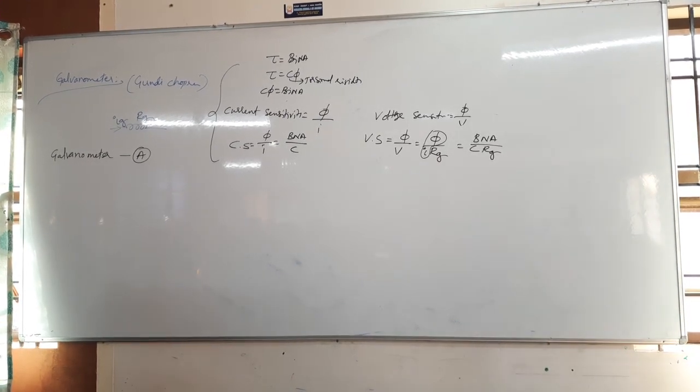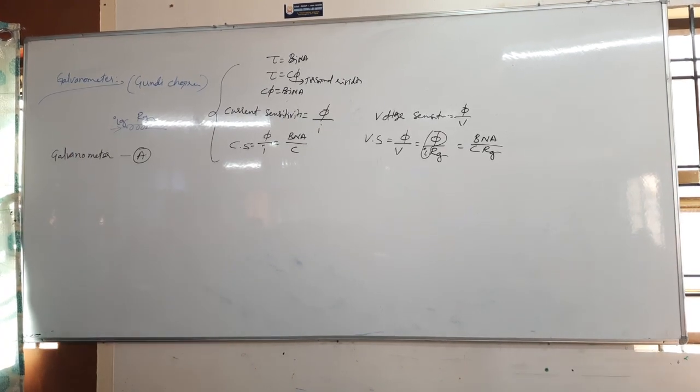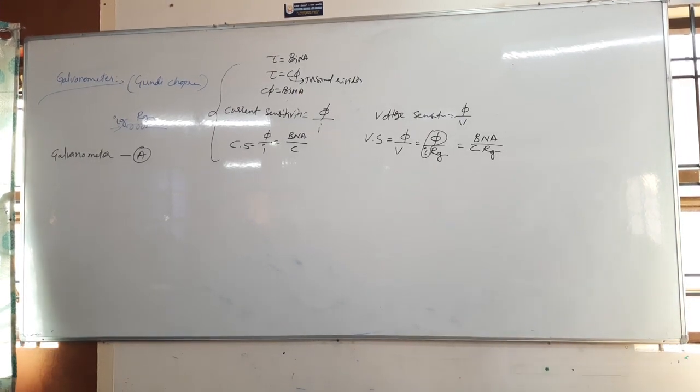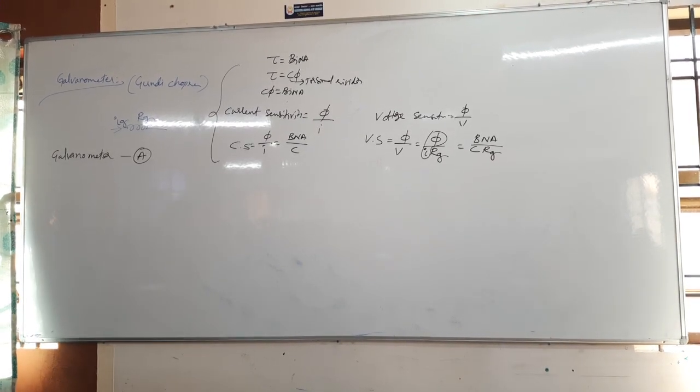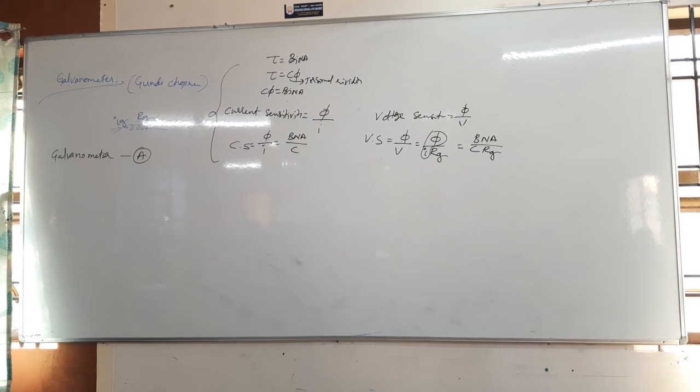Galvanometer will work based on the magnetic effect of current in the coil. Write that. Write current sensitivity and voltage sensitivity and all.